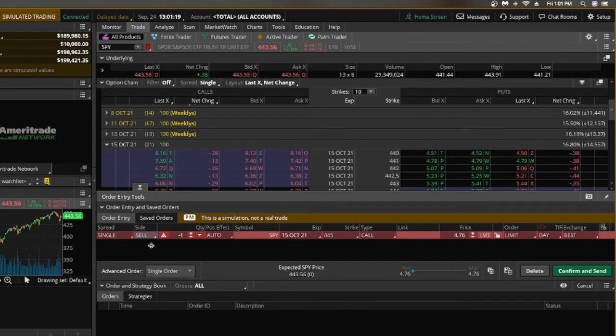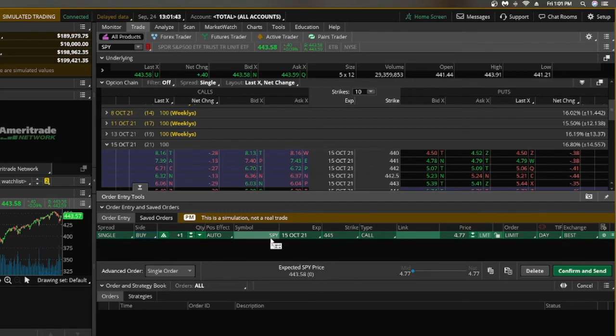We could go to sell, and it'll change colors on us, but we're not going to sell this contract. We want to buy it, and we want to buy one, because the quantity is very important. You can quickly increase the cost of your trade drastically. By quantity 2, doubled the cost of my trade. I don't want to do that.